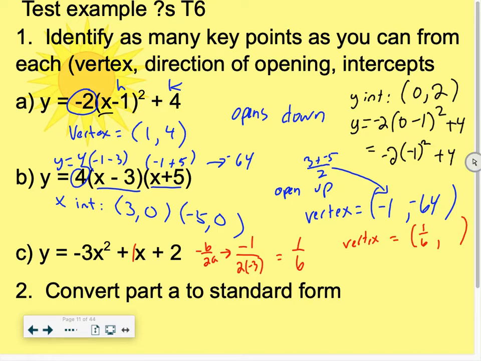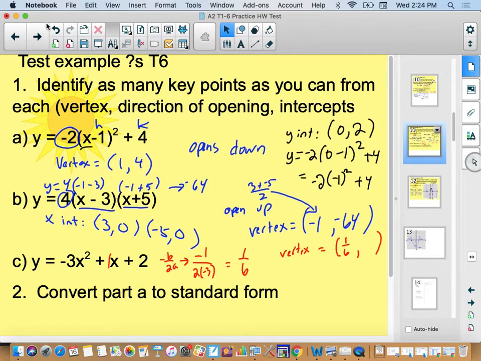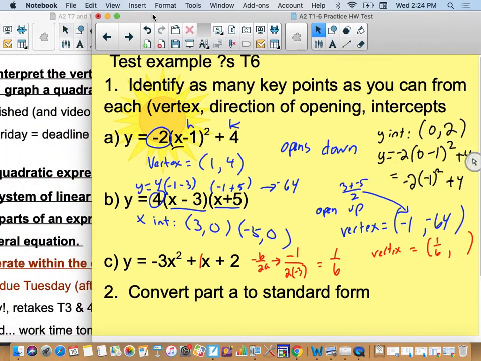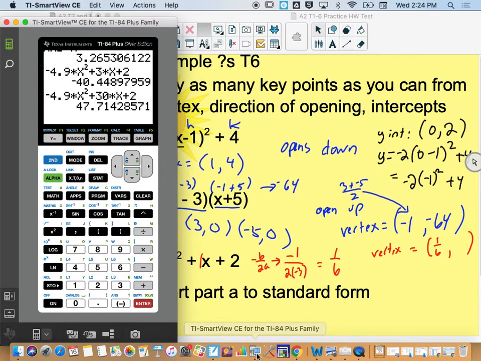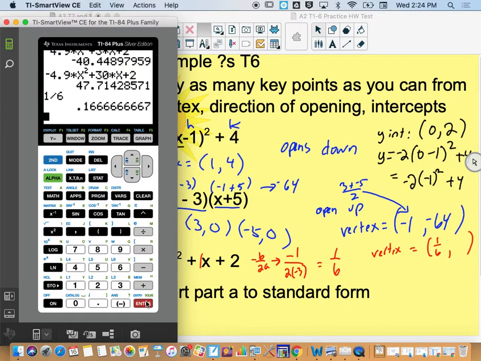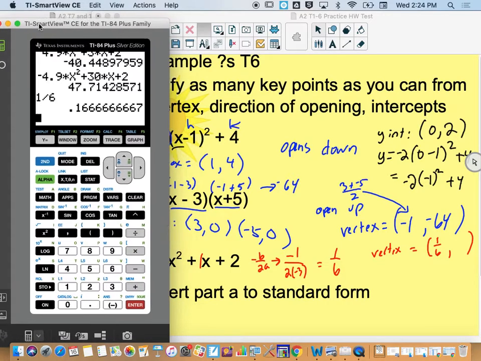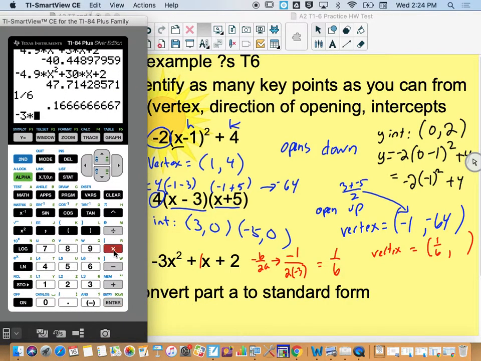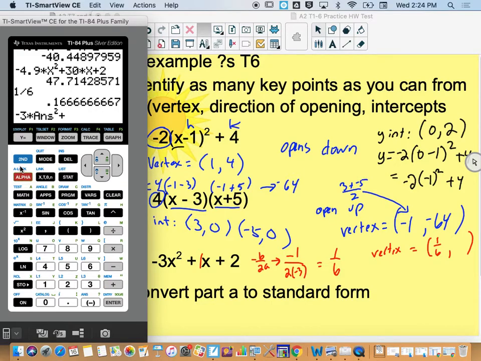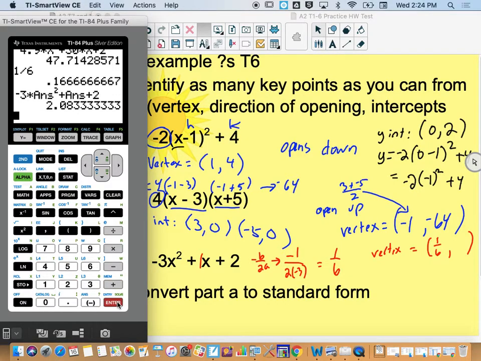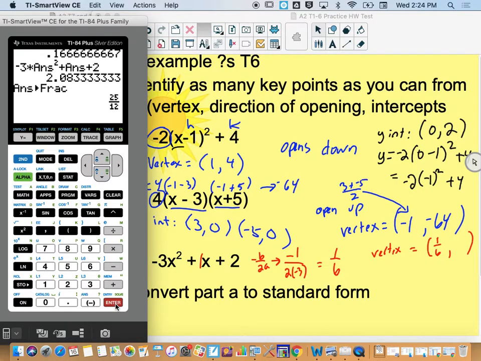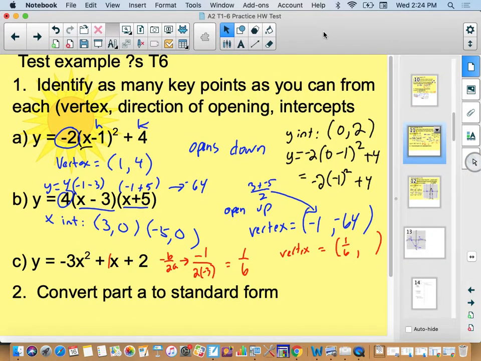And then I could get the y coordinate of my vertex by plugging that in. And again, this is not going to be one that's real convenient to graph. So that's why in your table or in your work, I want you to show some of those exact points. So I've got -3 times 1/6 squared plus 1/6 plus 2. And if I wanted that as a fraction, it would be 25/12, which is 2 1/12. So it's a little over 2.